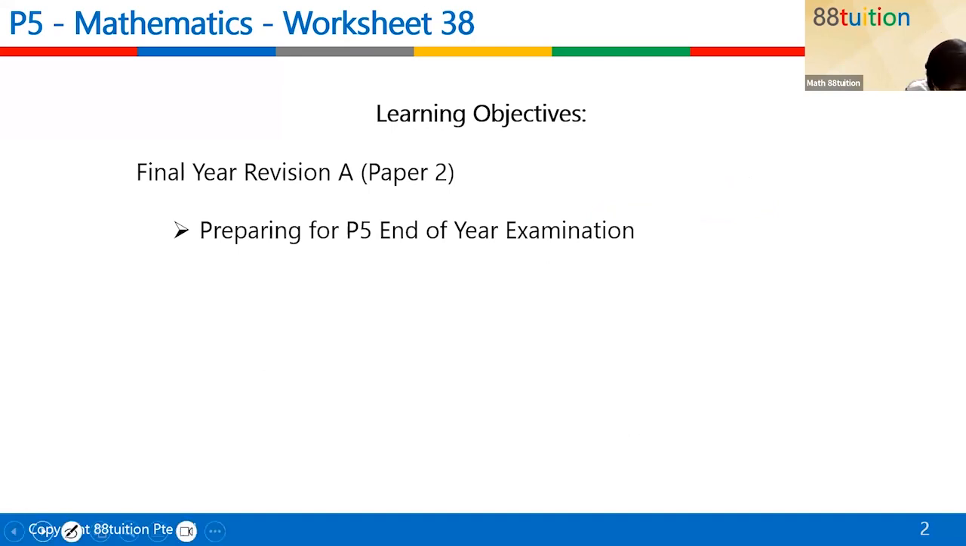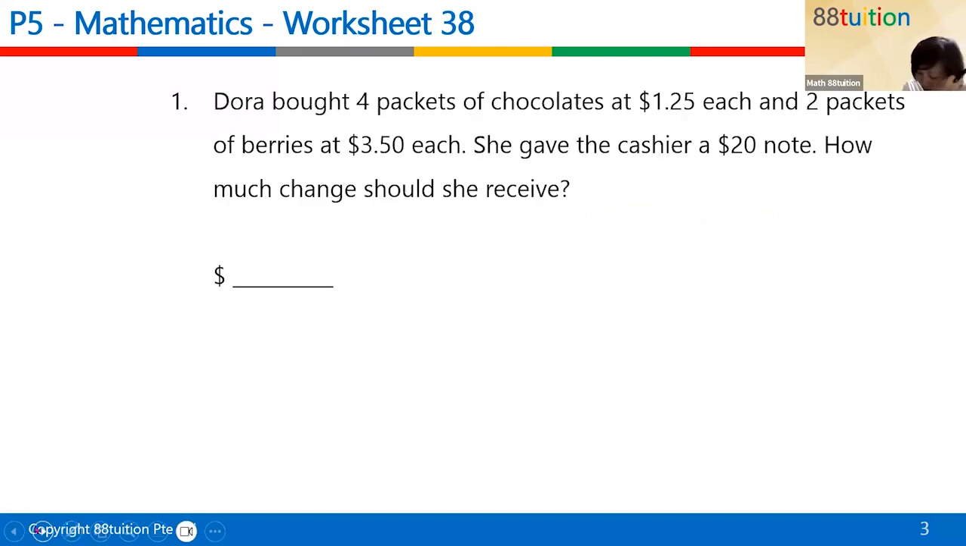Preparing you for this one, so we will have a lot of questions that are not difficult, but we have to do speed and accuracy for this type of questions. Okay, for question one, we have Dora who bought 4 packets of chocolates at $1.25 each, and 2 packets of berries at $3.50. She gave the cashier a $20 note and you should get some change for that.